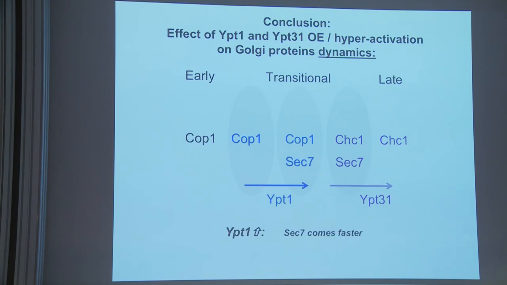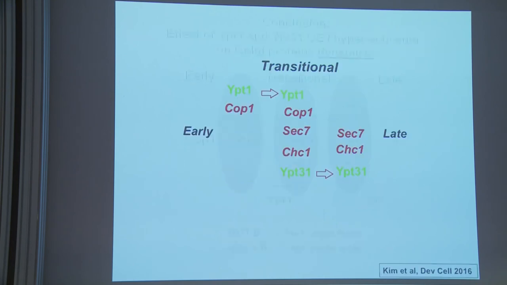So together, we can see it here, YPT1 makes this step go faster, YPT31 makes this step go farther. If we make the other mutant, the activating mutant, it has the effect that we expect.